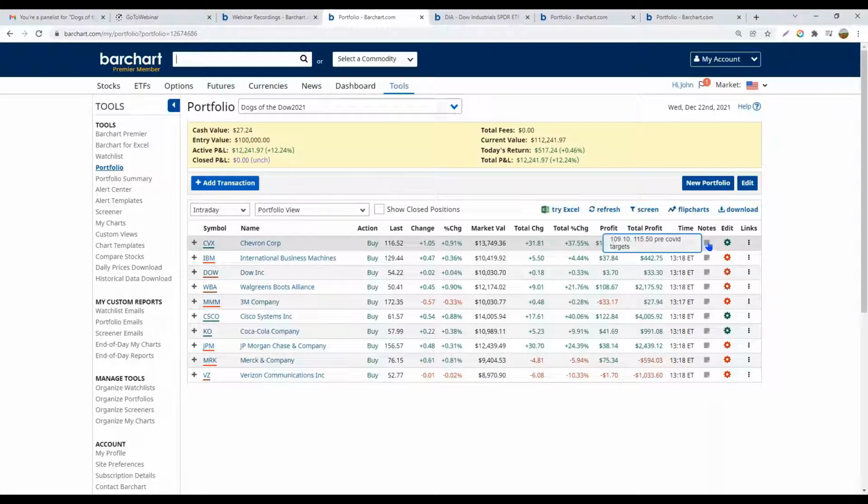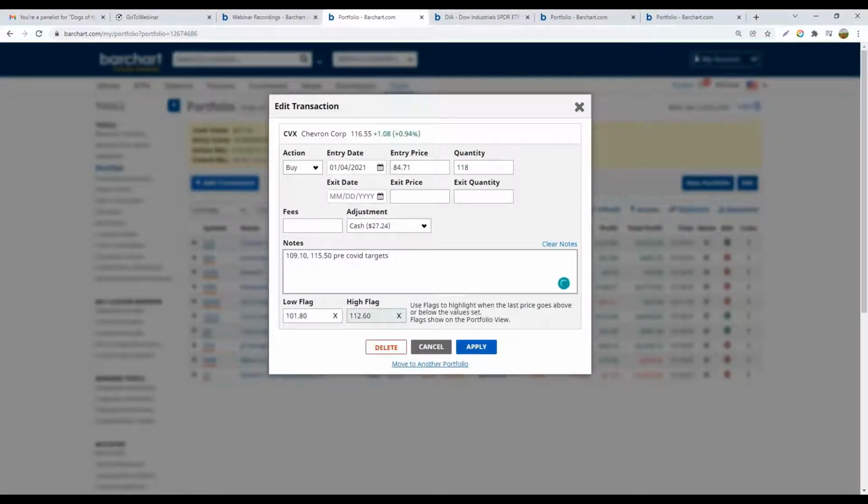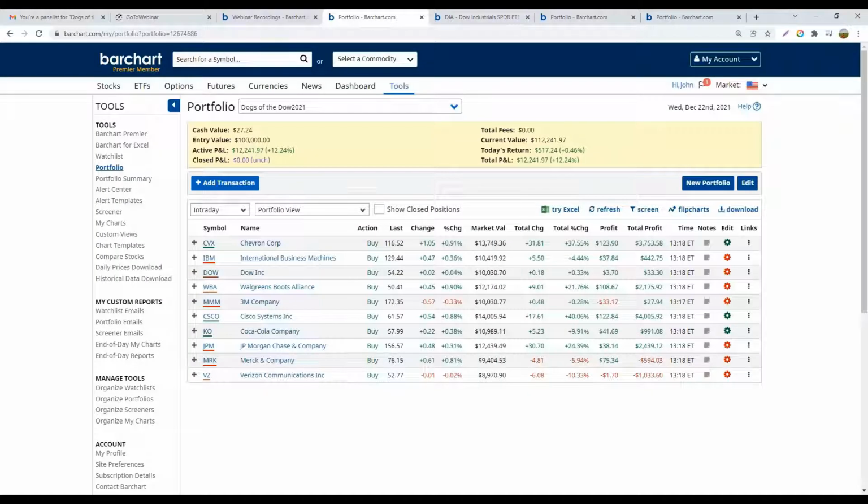What also is nice about these notes is we can go in and set what are called low and high flags. Low and high flags could be values of targets, support, or resistance. When our stock price gets above the high or below the low, it will signal to us in our portfolio. It doesn't send you a signal through an email, it just signals it here.